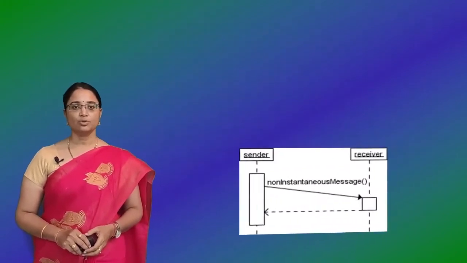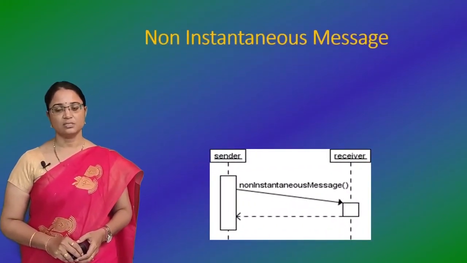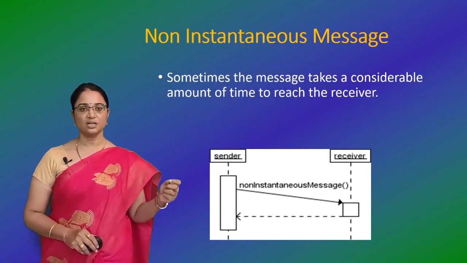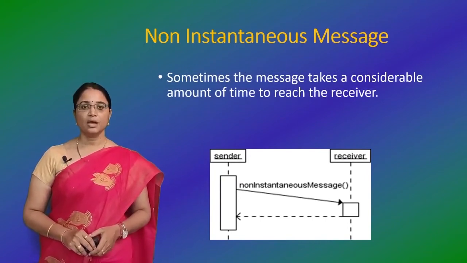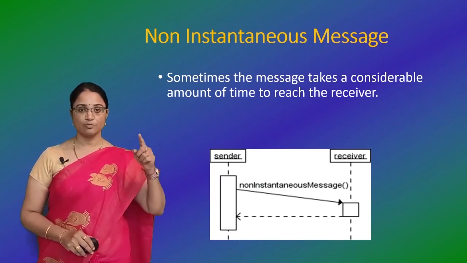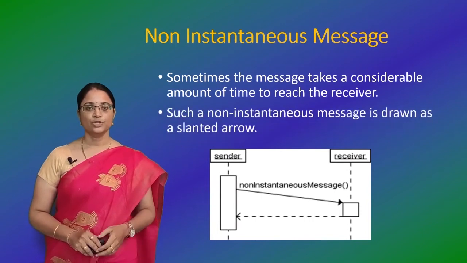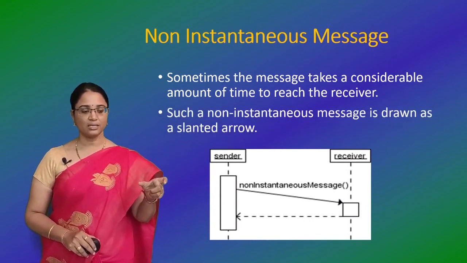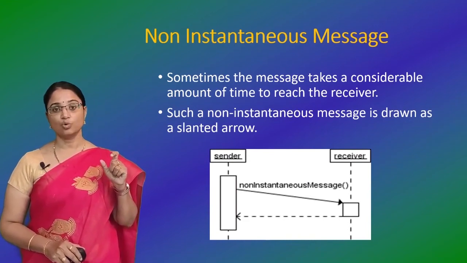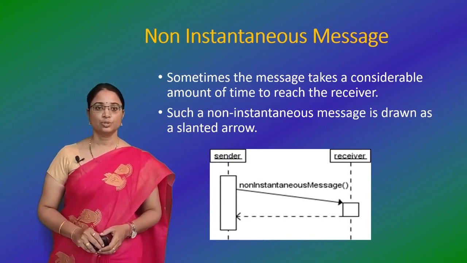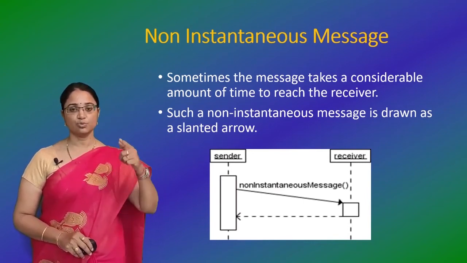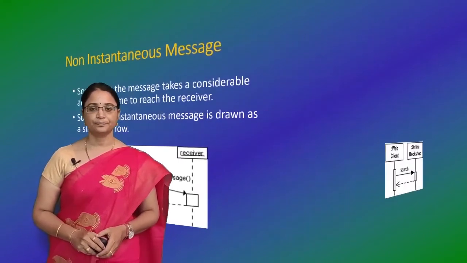Next, coming to the non-instantaneous message. Sometimes the message takes a considerable amount of time to reach the receiver, for example, a message crossing a network. Non-instantaneous messages are drawn with a slanted arrow. That indicates there is a time lag. The message is taking more time to reach the receiver. If you see the figure, non-instantaneous messages are indicated by using a slanted arrow.